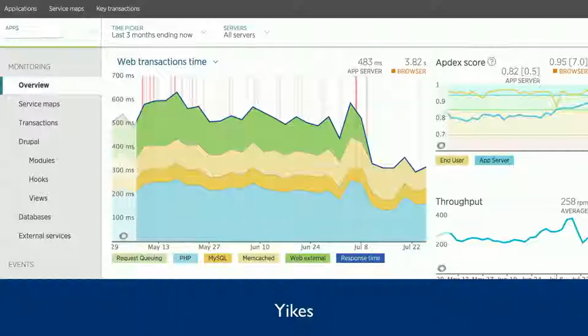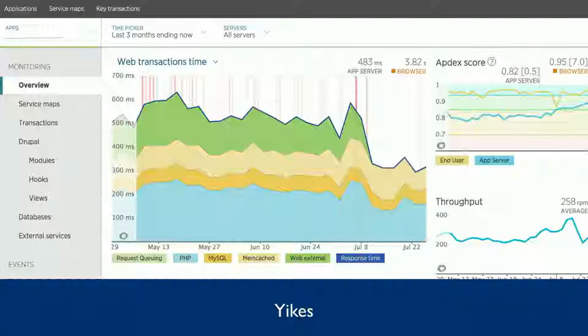this client has their application wired to an enterprise APM solution called New Relic. So what we're looking at here is a view of web transactions over a targeted period of time. And so you'll notice, hopefully you can see it, all these vertical lines on the graph, those are warnings.